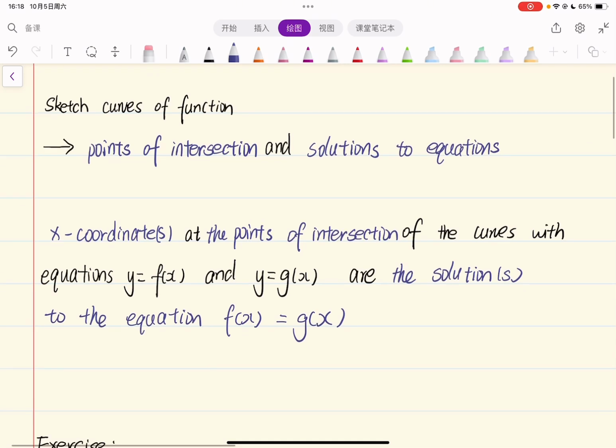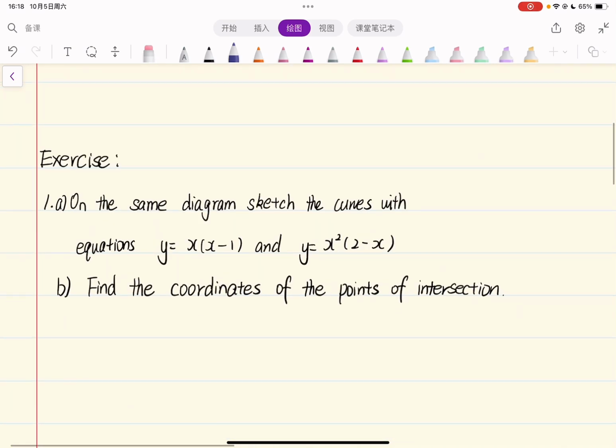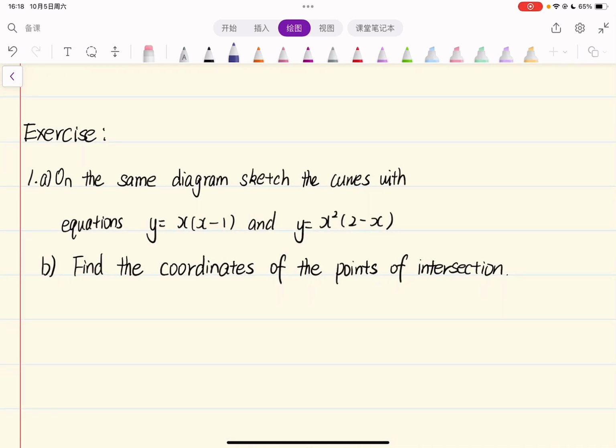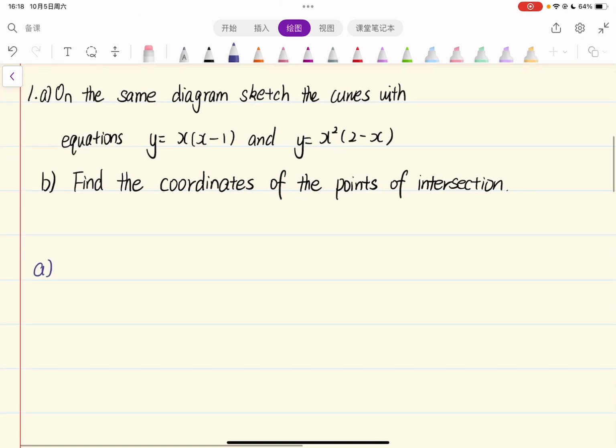Now let's see some example questions. For the first question, part A asks you to sketch the curves with equations y equals x times (x minus 1) and y equals x squared times (2 minus x). So let's see the first equation. We have y equals x times (x minus 1). We need to find the points of intersection with the y-axis and x-axis.